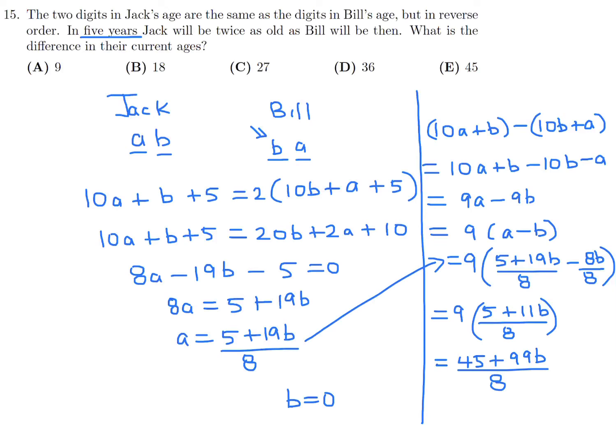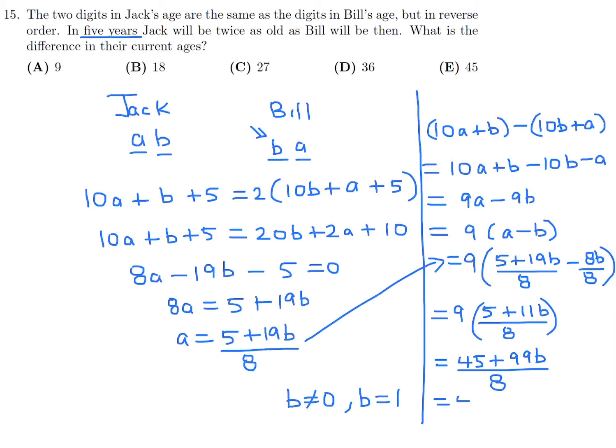Because, you know, Bill could be a child. There's nothing in the question that says he can't be. But if b is 0, unfortunately, 45 divided by 8 does not give you an integer, right? Because the difference between their ages has to be an integer. No problem. Let's try b equal to 1.